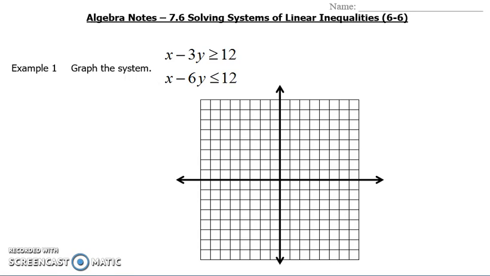We're going to solve systems of linear inequalities. Example 1, graph the system. We're going to change these two inequalities to y equals mx plus b first, and then we're going to draw on the coordinate plane. So let's change the first one, which is x minus 3y is greater than or equal to positive 12.